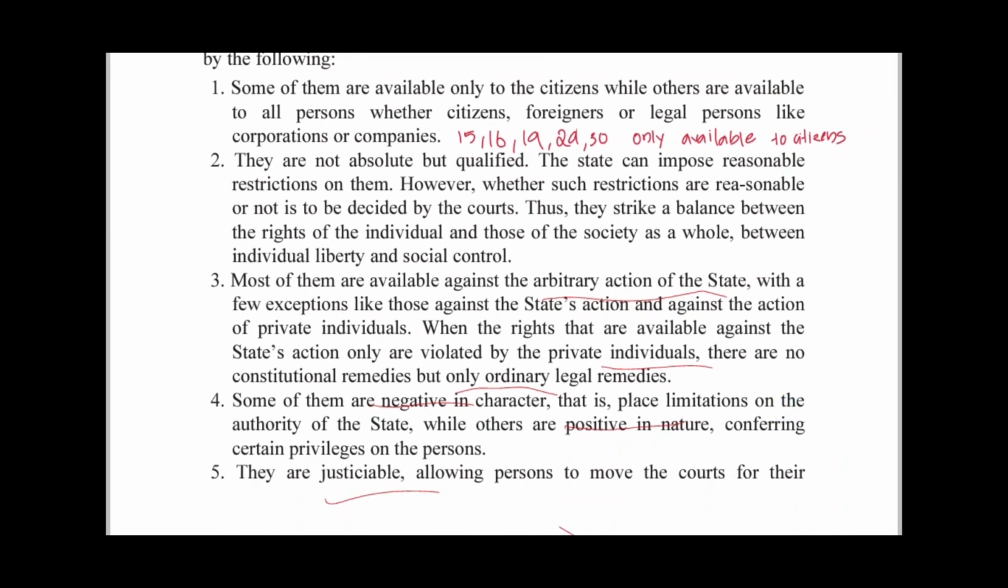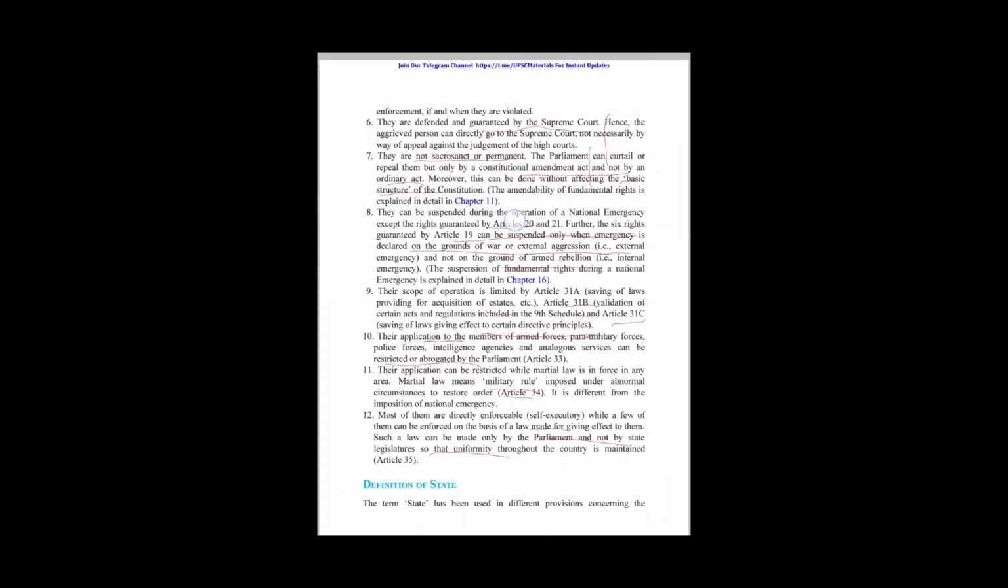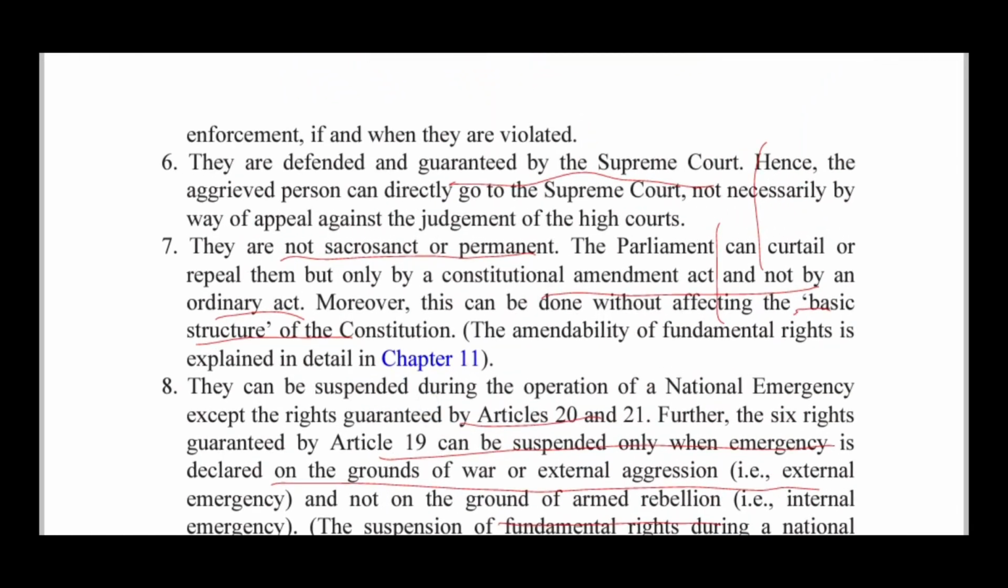Then fifth feature is that fundamental rights are justiciable, which means that if a person's fundamental right is violated, he can go directly to the court and file a petition that his fundamental right is violated. Because of that, we can say that fundamental rights are justiciable. This is the fifth feature.